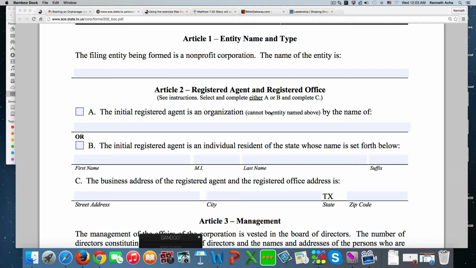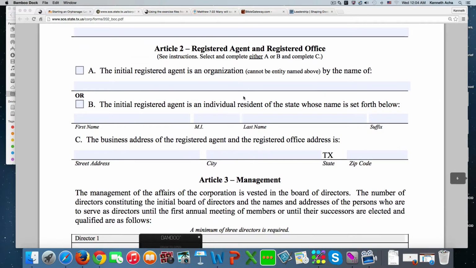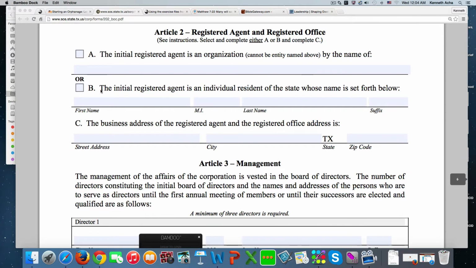Or maybe you're taking this course to help you understand more. Because some people, like I did the first time, start a nonprofit when you don't have a clue about what you're doing. So now the second one, B, is what you're actually going to take. You're going to check this one, and then the name of the registered agent. For example, I'll write my name in here, Kenneth, first name Kenneth here, my middle name and my last name, and if I have a suffix, I'll put it. It's a person.